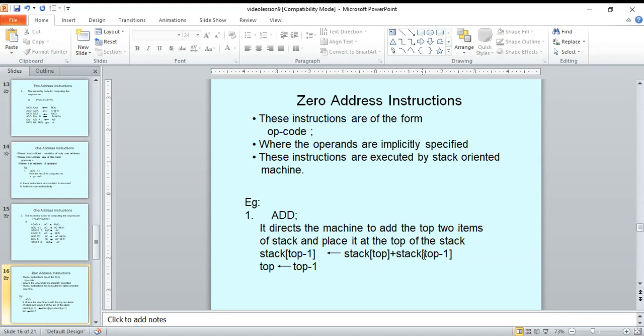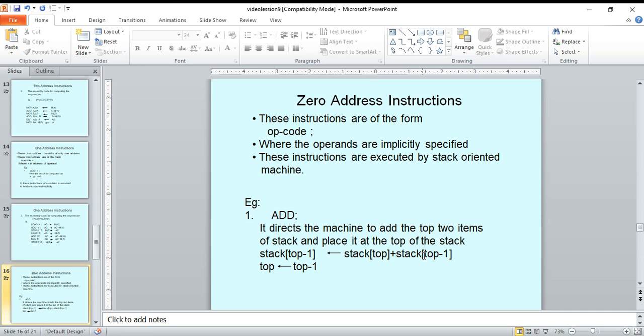And the next one, the final one, is zero address instructions. These instructions are of the form opcode itself. There are no address fields, which means the operands are implicitly specified. We don't mention them in the instruction format explicitly. That is the zero address instruction format.